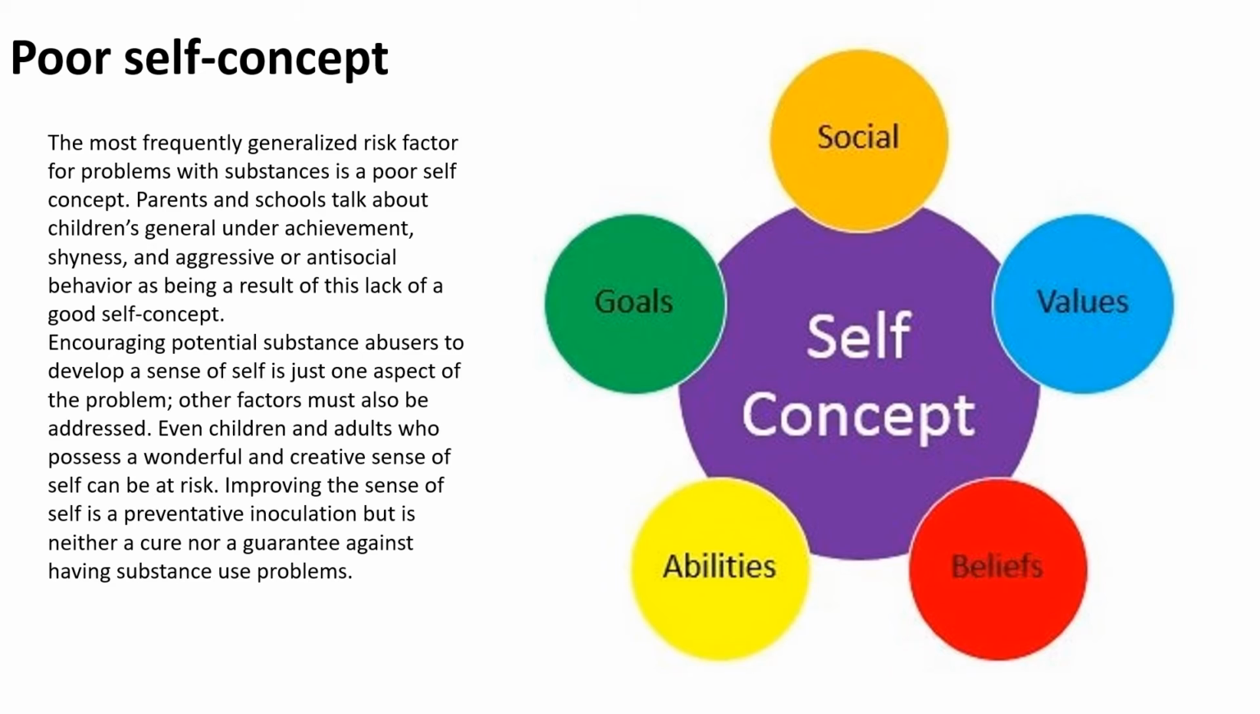Poor self-concept. The most frequently generalized risk factor for problems with substances is a poor sense of self-concept. Parents and schools talk about their children's general underachievement, shyness, and aggressive or antisocial behavior as being a result of this lack of good self-concept. Encouraging potential substance abusers to develop a sense of self is just one aspect of the problem. Other factors must also be addressed.